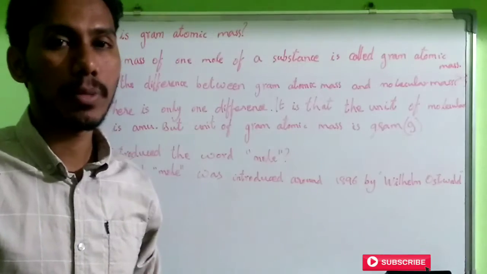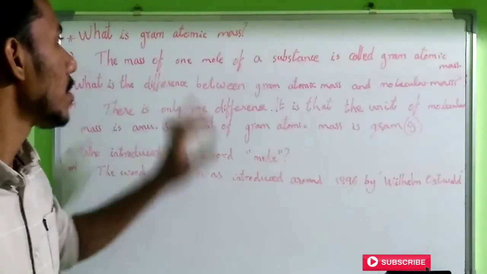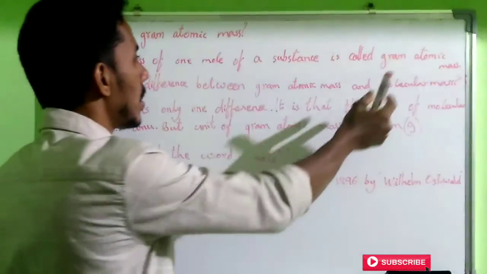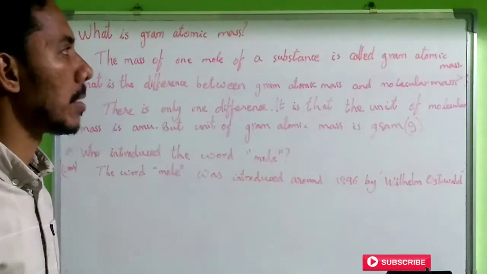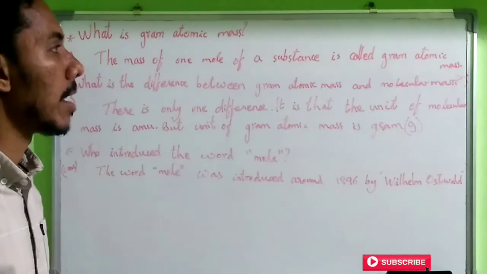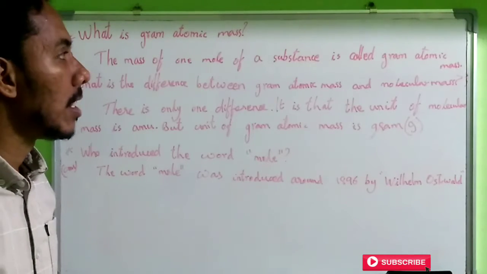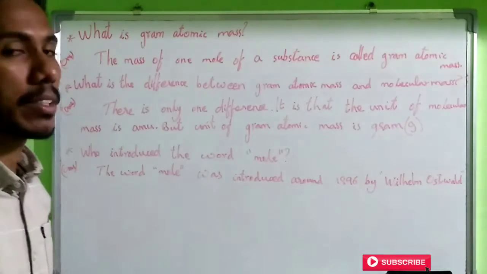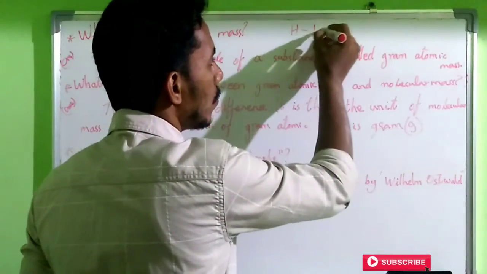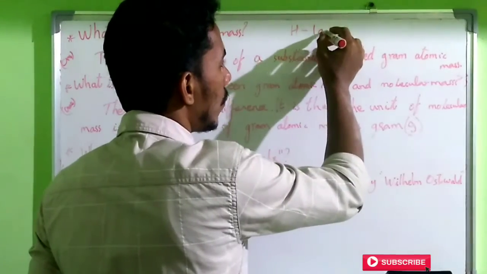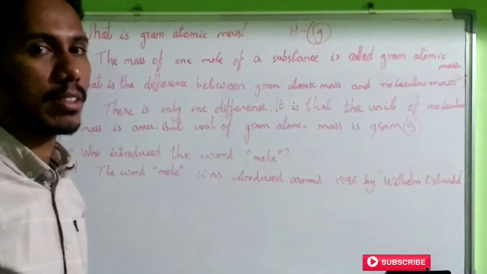Then what is gram atomic mass? The mass of 1 mole of a substance is called gram atomic mass. So what is the gram atomic mass of hydrogen? Hydrogen's atomic mass is 1 gram. So this 1 gram indicates gram atomic mass.